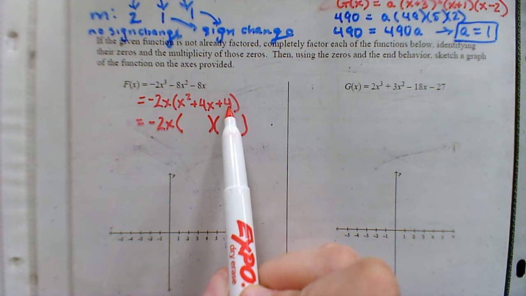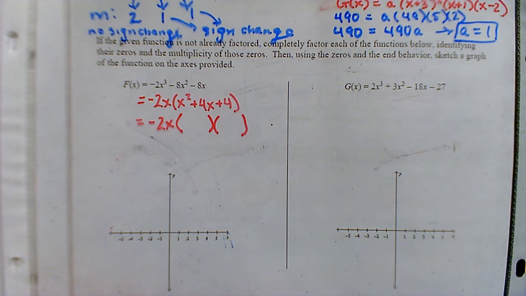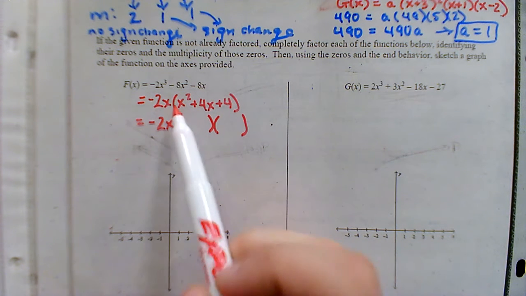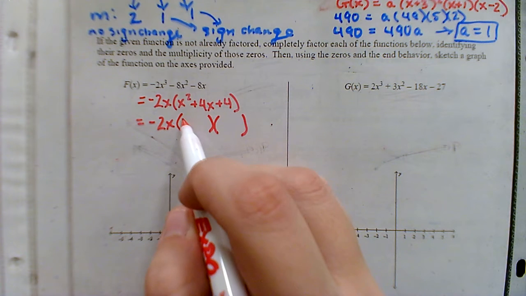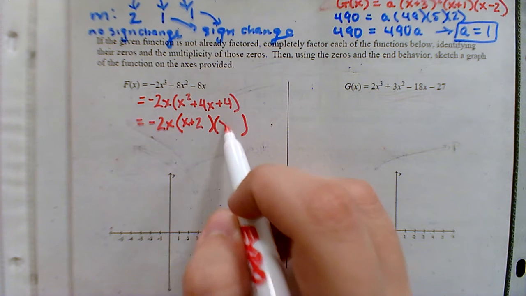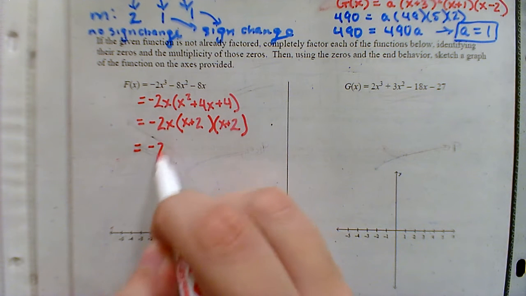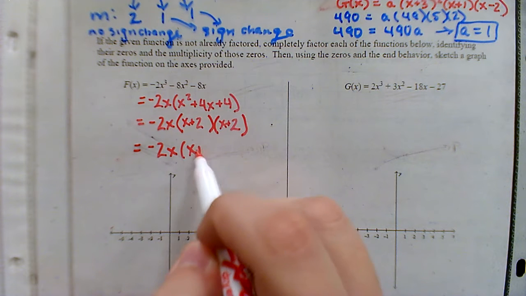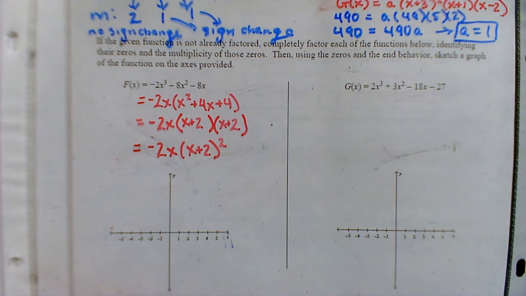Two numbers that multiply to 4 but also add to 4. Notice how this kind of fits that I am profile, okay, because your coefficient is 1. So two numbers that multiply to 4 but add to 4 would be a 2 and a 2. Do you notice how the x plus 2 factor shows up twice? So if you wanted to, you could rewrite it as x plus 2 squared, but you don't necessarily have to do that if you don't want to.